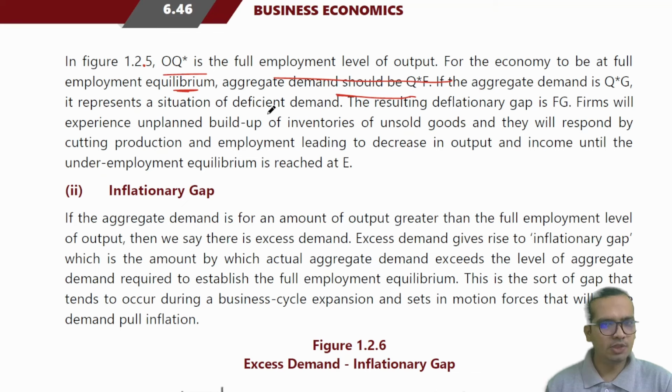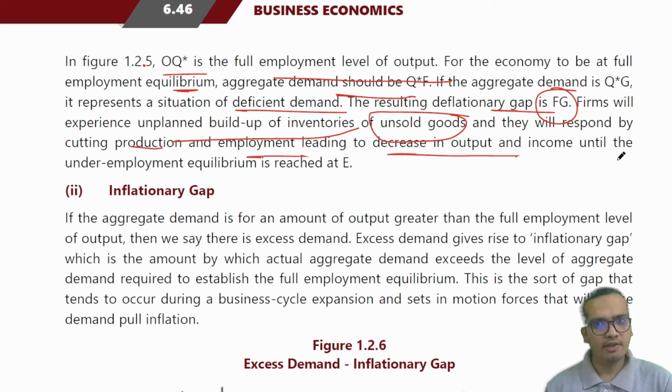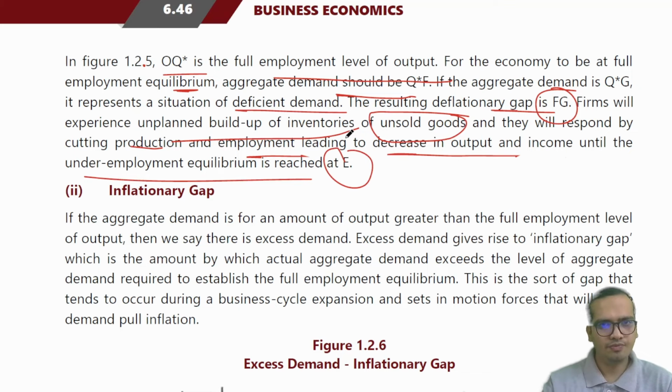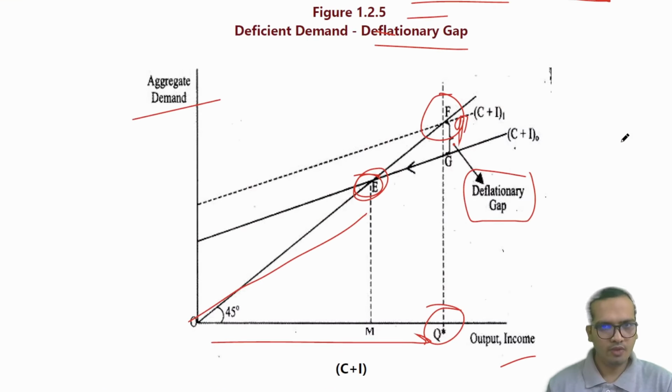If it represents a situation of deficient demand, the resulting deflationary gap is FG. Firms will experience an unplanned build-up in inventories of unsold goods, and they will respond by cutting production and employment, leading to a decrease in output and income until the underemployment equilibrium is reached. I will show this. So they will start reducing production due to unsold inventory, till the point it reaches here.